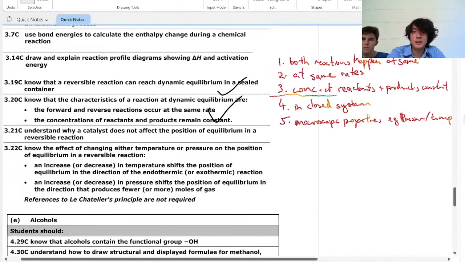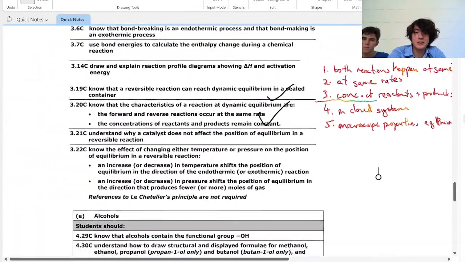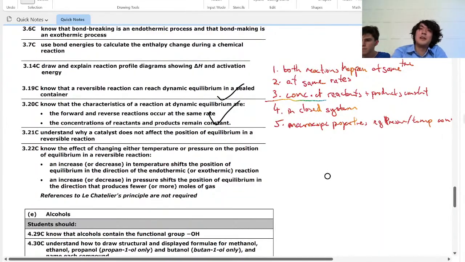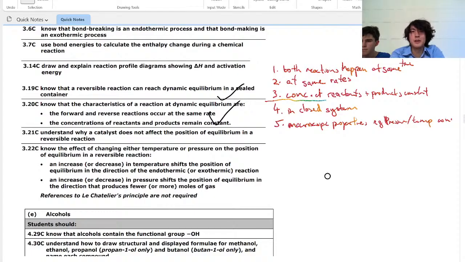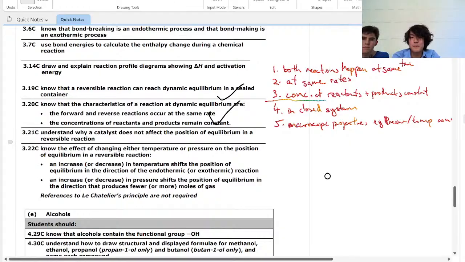Okay, so the next type of question they'll ask you is about how a change in temperature or pressure or concentration of reactant shifts the position of the equilibrium. Here you need to use Le Chatelier's principle. It sounds complicated, but it's basically just the equilibrium shifts in the direction to counteract the change of the reaction.